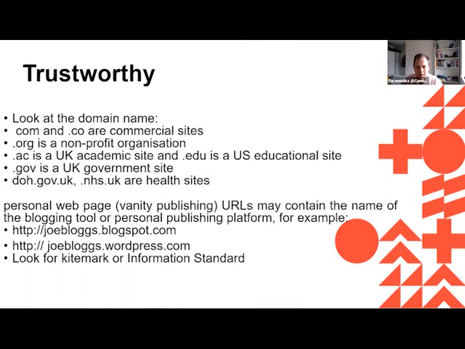Looking at the domain name, .com or .co are generally commercial sites. .org is generally a non-profit organization, or .nhs is a non-profit organization. .ac is a university resource. .gov is a governmental resource, so any Department of Health .gov, for example. Personal web pages and URLs may contain personal information like names, rather than a formal www. They'll have names in there and perhaps not be as pertinent.